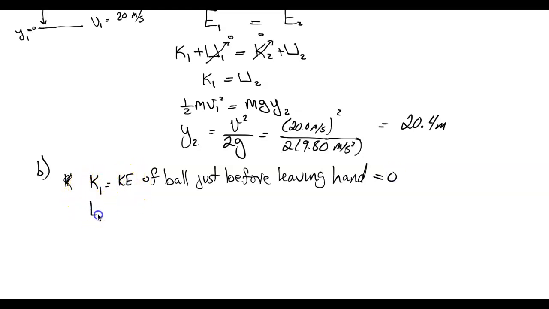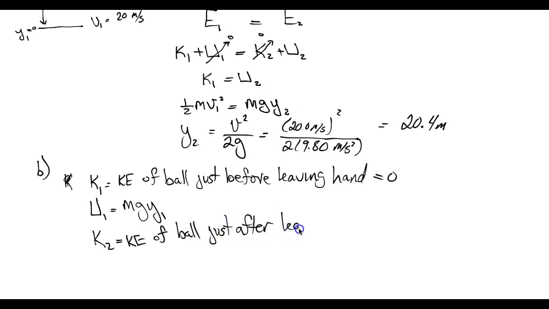The potential energy at 1, which is the potential energy just before the hand moves, is going to be mgy1, and then kinetic energy 2 is the kinetic energy of ball just after it leaves our hand, and that's going to equal 1/2 mv squared, and then the potential energy is again mgy2.